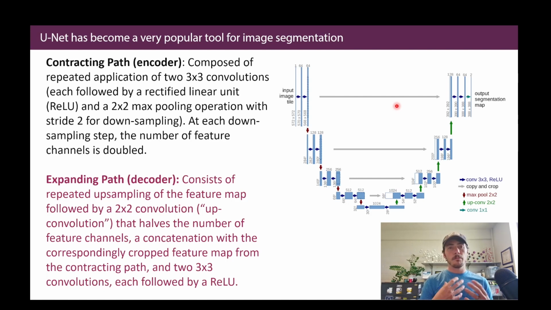It's composed of repeated applications of two 3x3 convolutions, each of those being followed by a rectified linear unit, and then a 2x2 max pooling operation with a stride 2 for downsampling. Again, if you don't remember that, go back and watch our CNN video, our convolutional neural net video. At each downsampling step, therefore, the number of features is getting doubled, right?